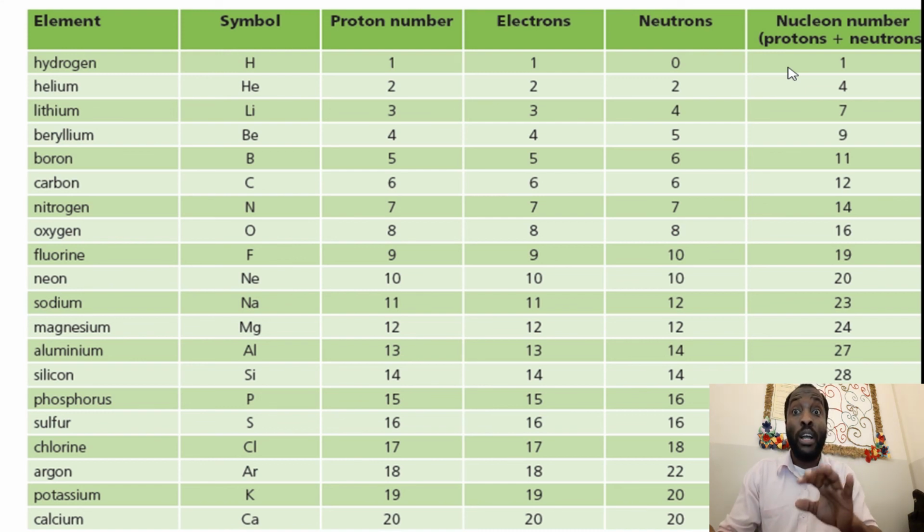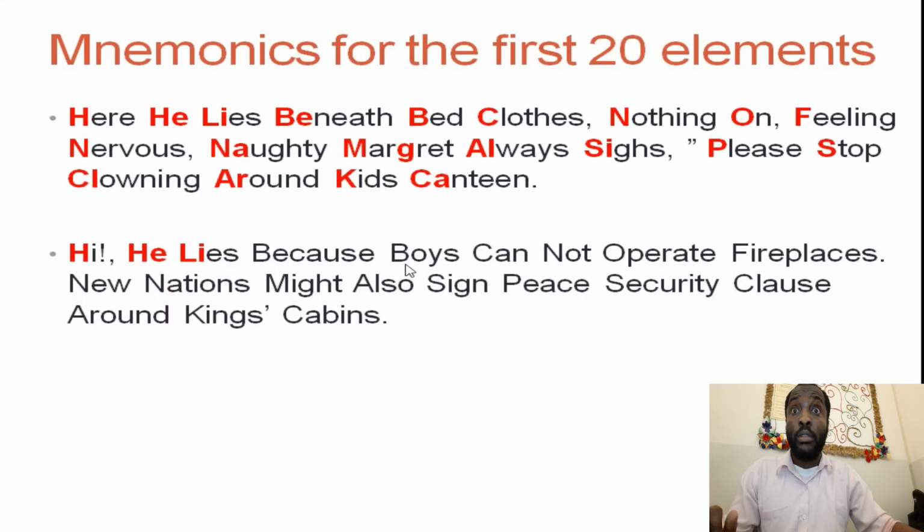So that is why you have to know these numbers. But however, your periodic table will be given to you, so you have no worry about it. Good, but try as much as possible to memorize these first 20 elements and some of their proton numbers in particular.